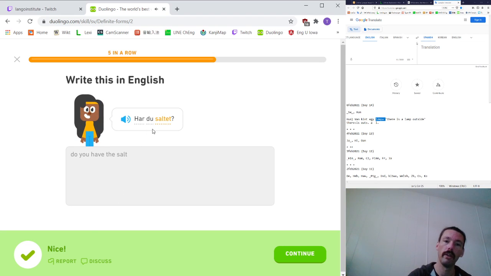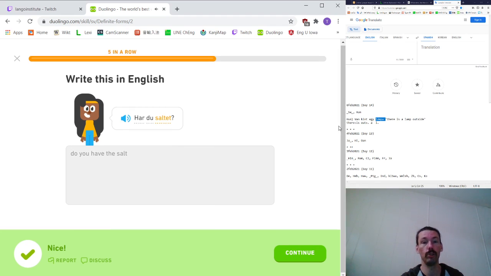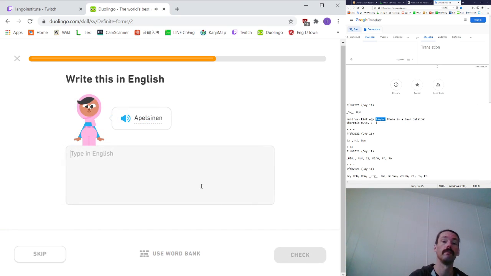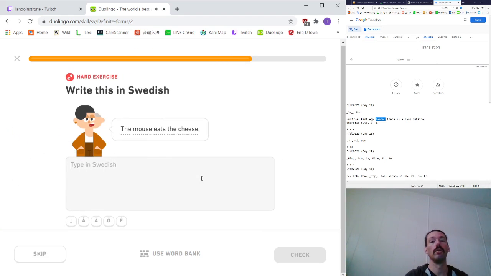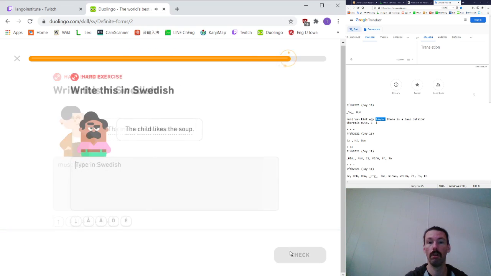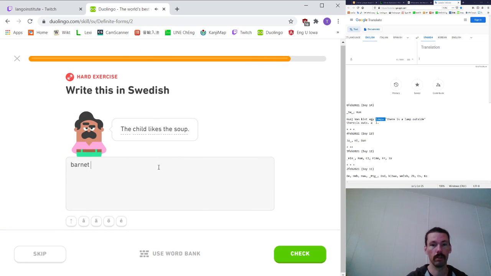Mention pronouns real briefly: jag, J-A-G, that we saw meaning I, is related to our word I and also to ego of Latin. Just as is du, related to our word thou, Latin tu. Go all the way back to the earliest stages we can reconstruct, Indo-European. Apelsinen. The orange. The mouse, musen, äter osten, I think. Yeah, it's common gender. Barnet, neuter. Tycker om soppan.